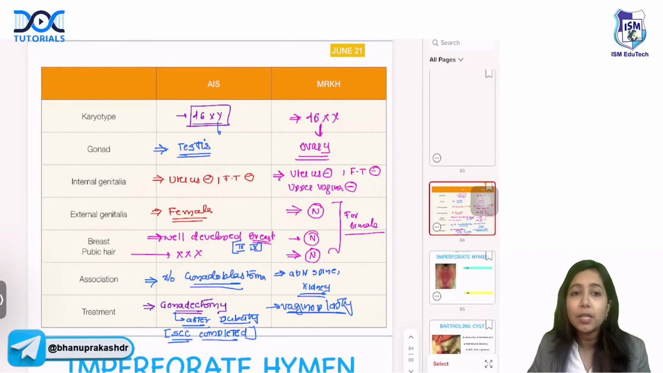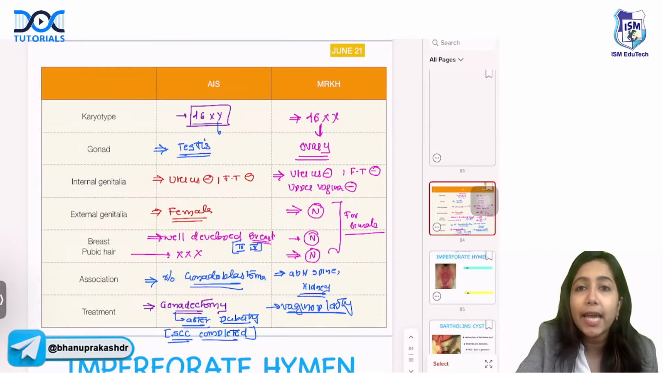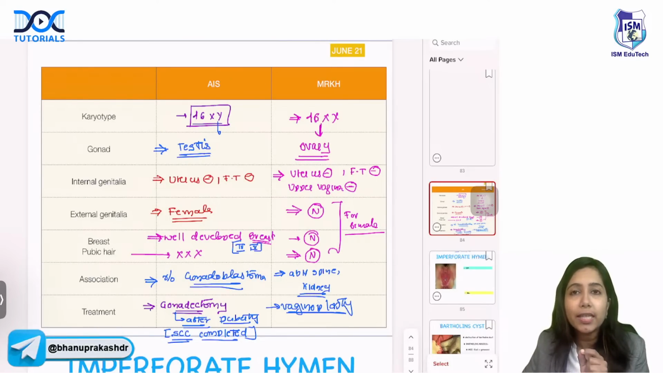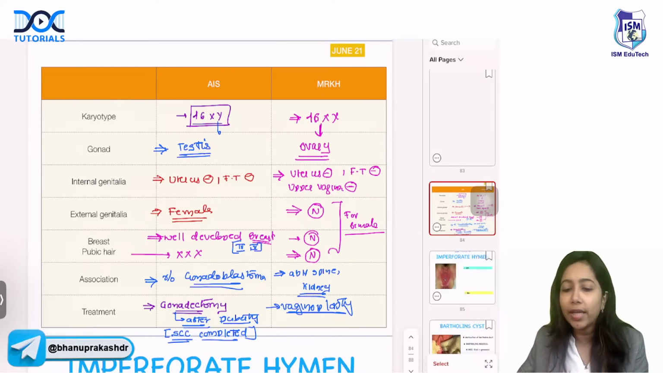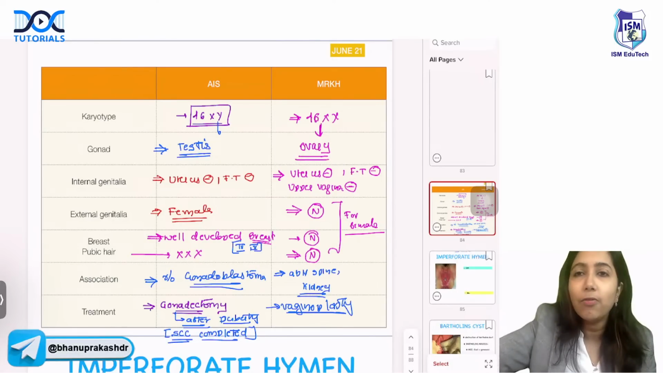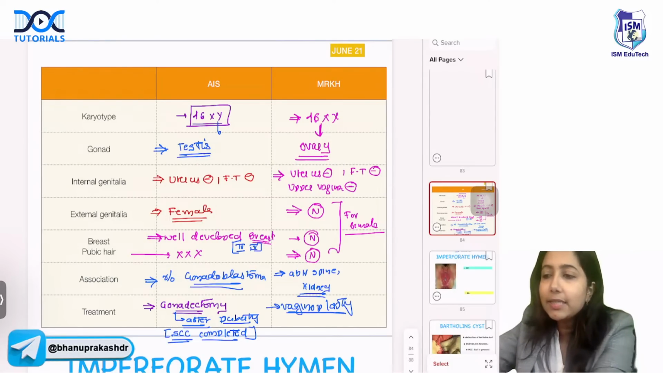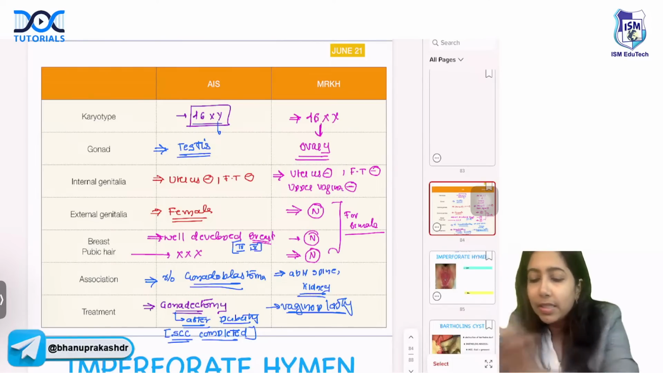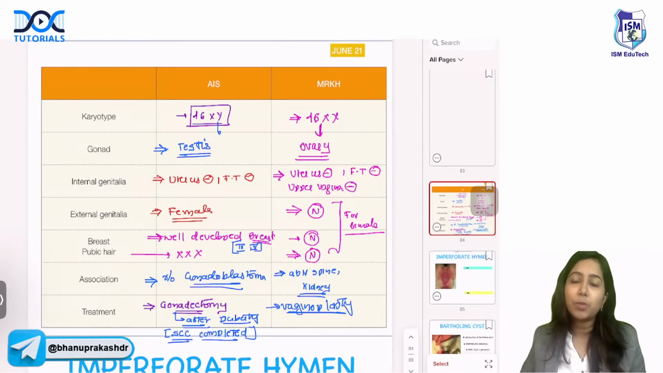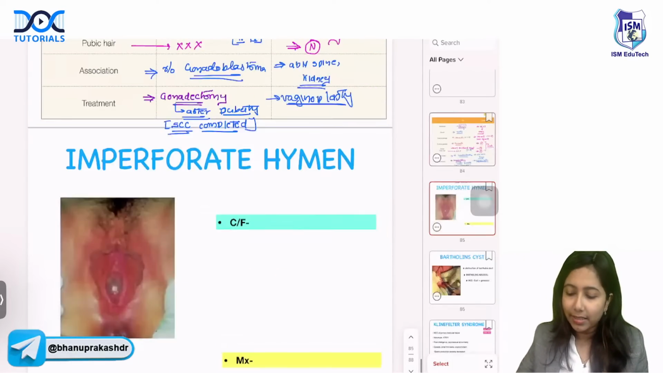This MRKH, basically they have ovary. Due to the presence of this ovary, they can have their own children. Using a surrogate, they can take their own egg and go for a surrogate for pregnancy. Is it clear how you differentiate this AIS and MRKH? These are the key differentiating factors between AIS and MRKH.